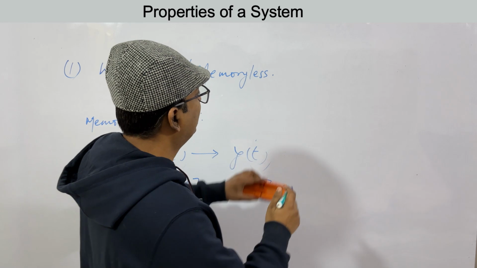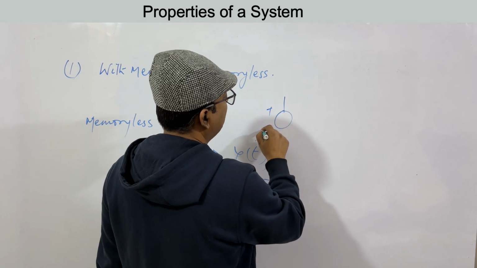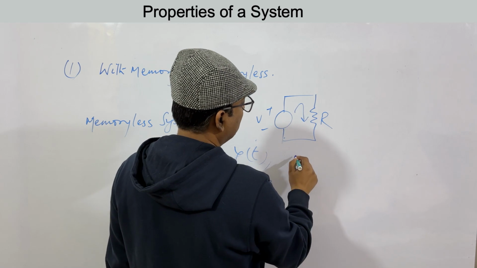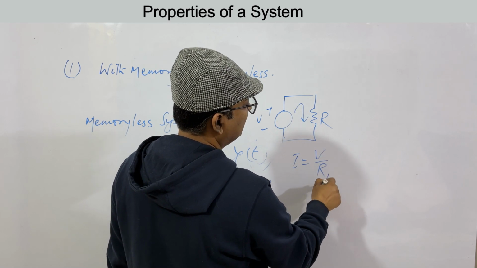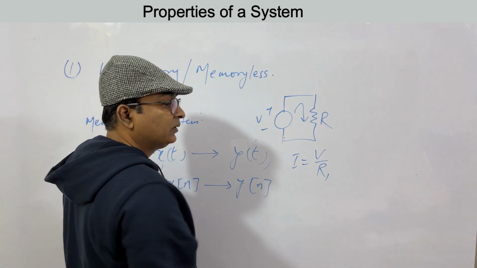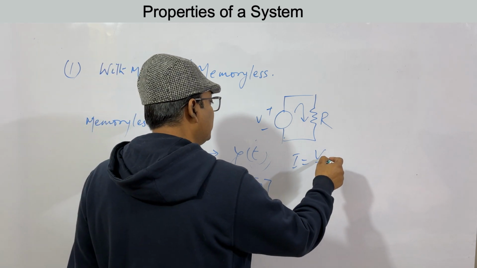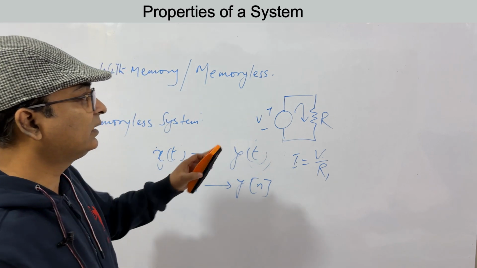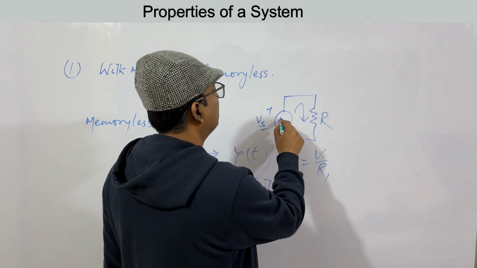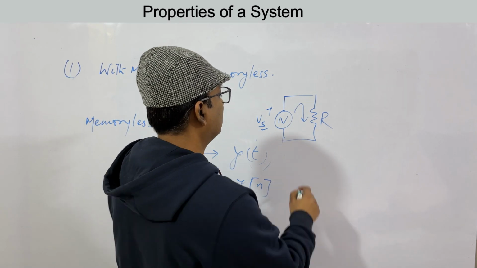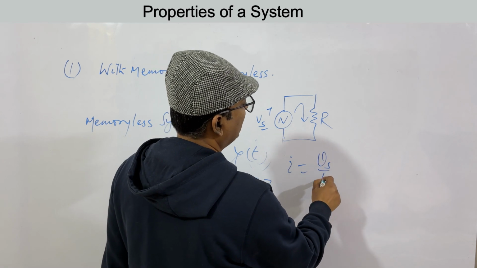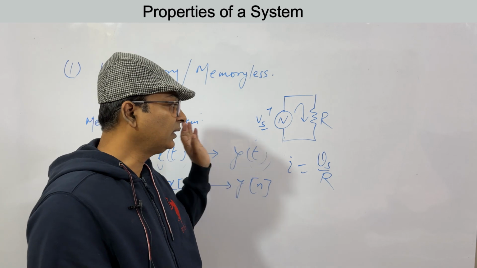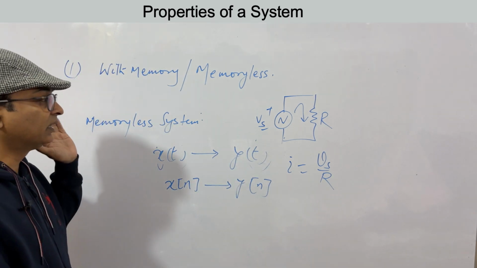For example, we have a resistive network. Let's say this is V, this is R. So I is basically V by R. If V is your input, whatever be the input at any time, the output will be dependent on that only. In this resistive network, even if this is, let's say, an AC circuit, I will be Vs by R only. It will depend on the instantaneous value of voltage only, nothing else. So this type of system is memoryless.